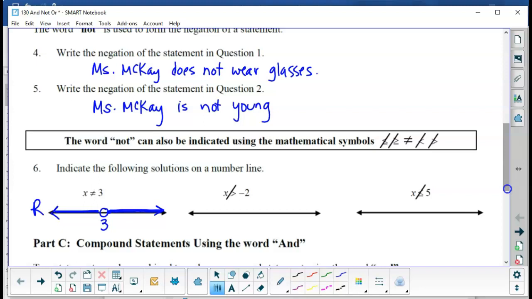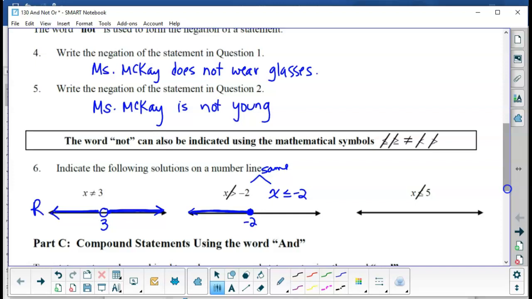This says x cannot be greater than negative 2. So if this is negative 2 here, okay, it cannot be greater than. That means it can be less than, and it can be equal to. So cannot be greater than means it could be equal to. So we're going to fill in that circle. So this would be the same as x less than or equal to negative 2. So these are the same. This is just using that slash, which means not.